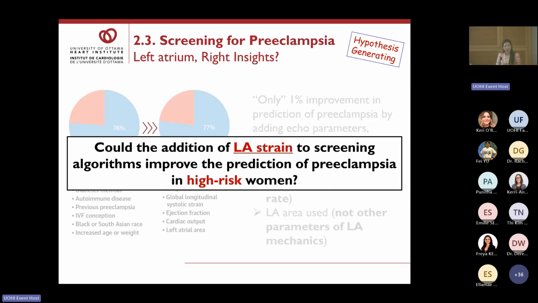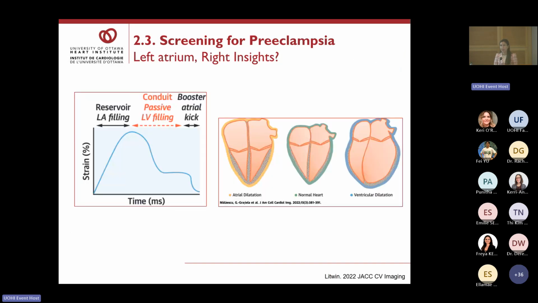So the question would be, what about LA strain? Could that help identify preeclampsia in high-risk women? To understand why this could be useful, we need to understand what is happening in the left atrium. So the first thing is, strain just refers to cardiac deformation.